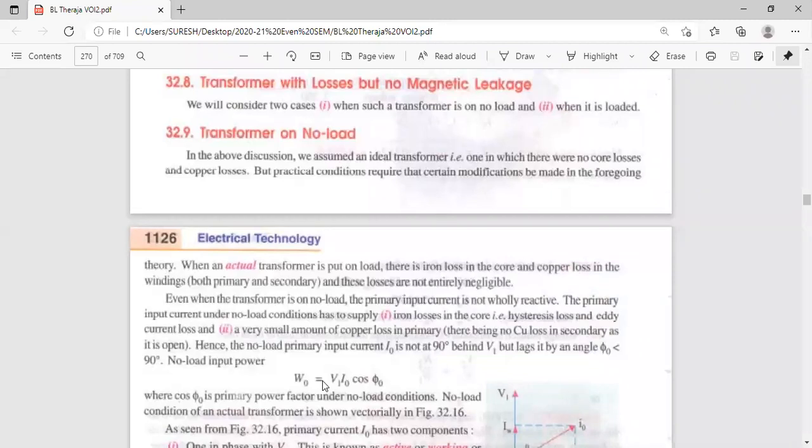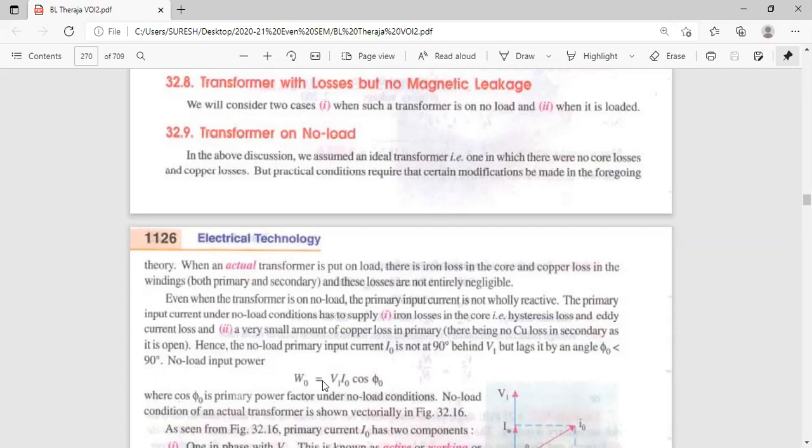Is it clear? Two losses are there. One is iron loss in the iron piece, that is core loss. Iron loss means core loss. Core is nothing but the iron piece. Second one is copper loss. Copper loss will occur in the winding, the copper coil. Okay, two losses will be there.